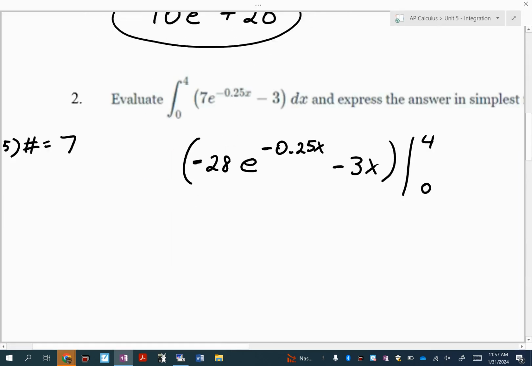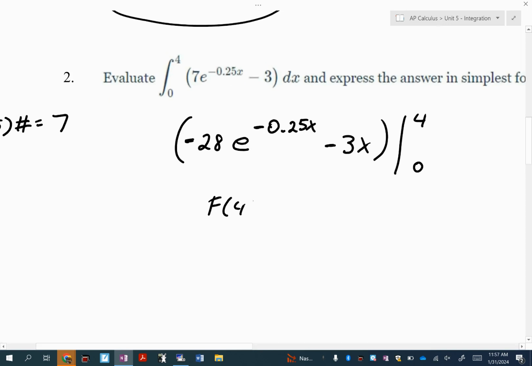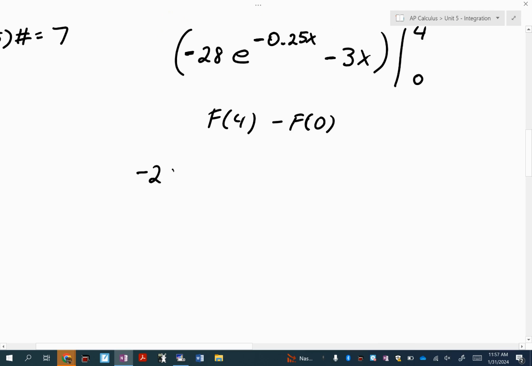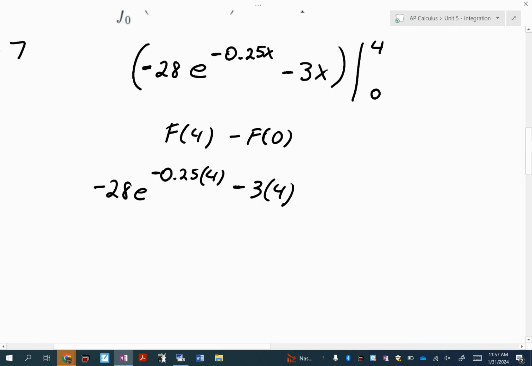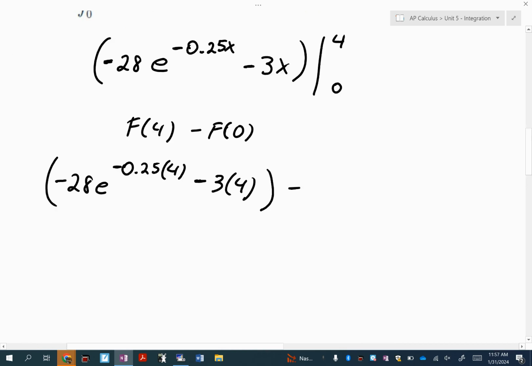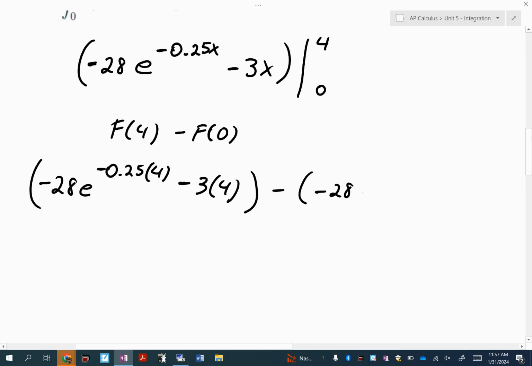All right, so let's do f of 4 minus f of 0. So I have negative 28 times e to the negative 0.25 times 4 power minus 3 times 4, all of that, minus negative 28 times e to the negative 0.25 times 0 power minus 3 times 0.